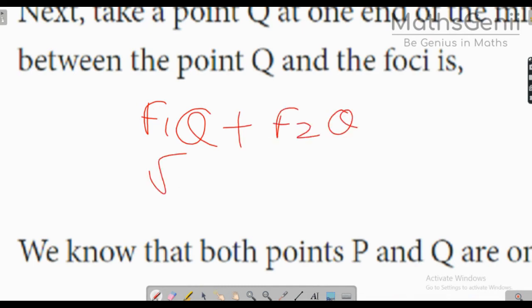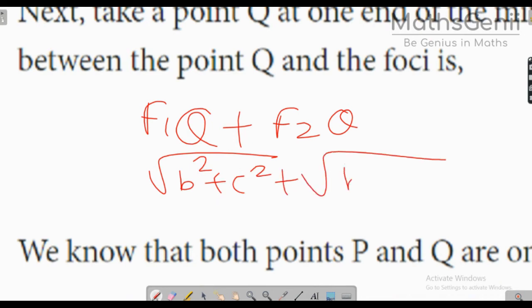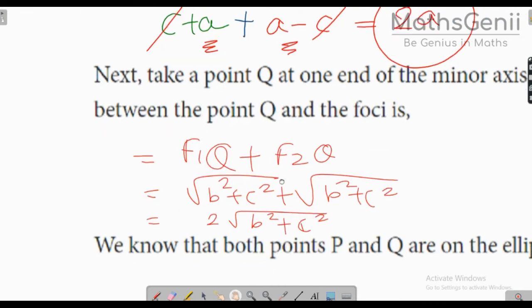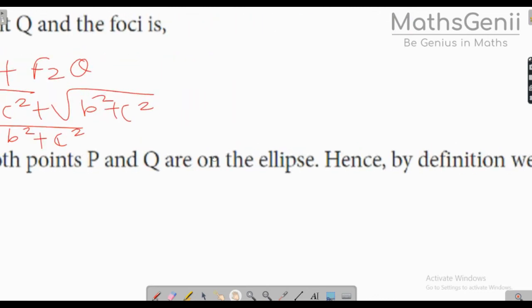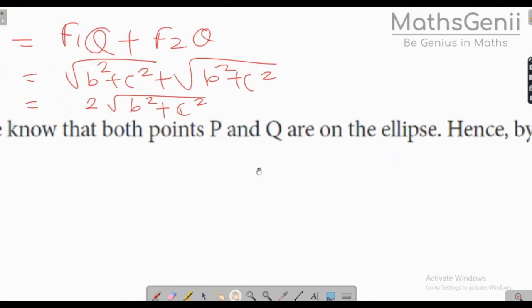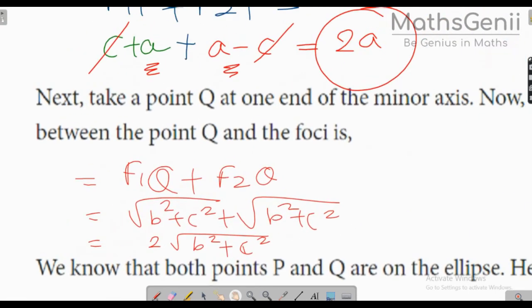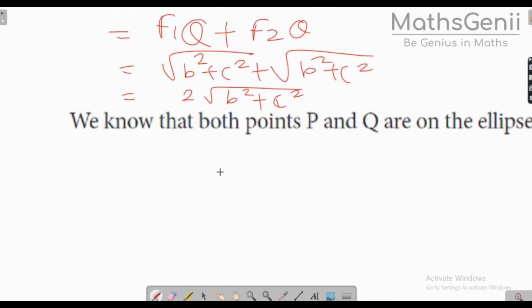F1Q is also root of B square plus C square. This is also root of B square plus C square. So this is nothing but 2 times root of B square plus C square. So we did it for minor axis and major axis. We know both points P and Q are on the ellipse. Hence by definition, both the points are on the ellipse. So we can equate this 2a and this 2 root B square plus C square. So I'm equating it.